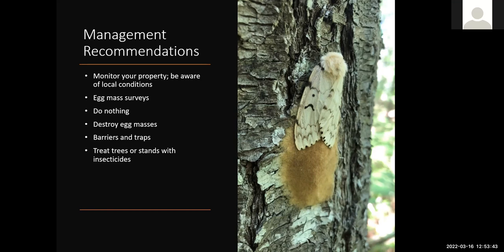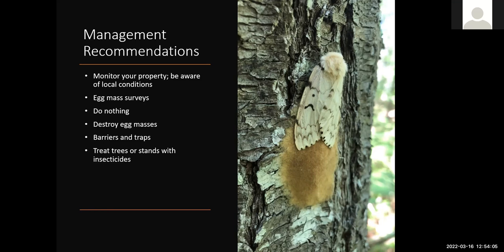But if you're in year two of defoliation and you've got 100 acres or whatever, and you've got high egg mass surveys, then you may want to be conservative and say, no matter what the conditions are, I do not want my trees to be defoliated again. And that's when you can start thinking about treatment with pesticides.